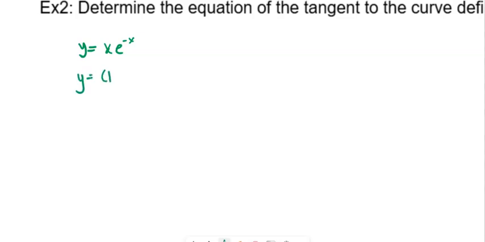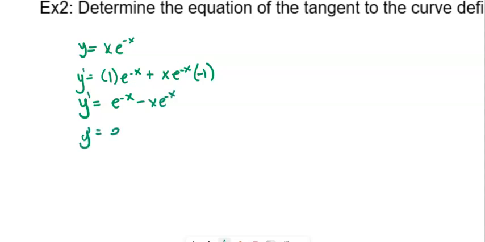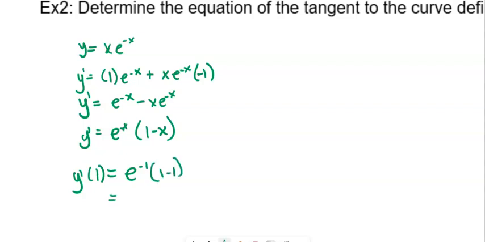Product rule here, so derivative of the first, keep the second, plus keep the first, derivative of the second. Clean that up. Factor. Okay, and so here is my derivative. And now I want to know when x is 1, what's the value of the derivative? So I'm going to put in 1 for x. And that's going to equal 0.